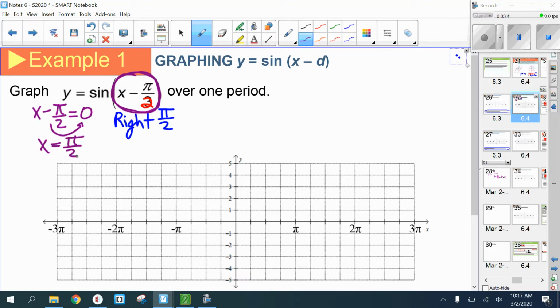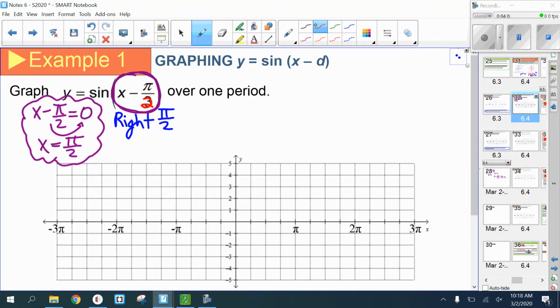You don't really need to do that step. That can be a thought process in your head if you want. But that's kind of why this is right, pi over 2, is because we're finding what's going to make that 0 out. All right. So hang on to that. That's your shift. It's going to be shifted to the right by pi over 2.